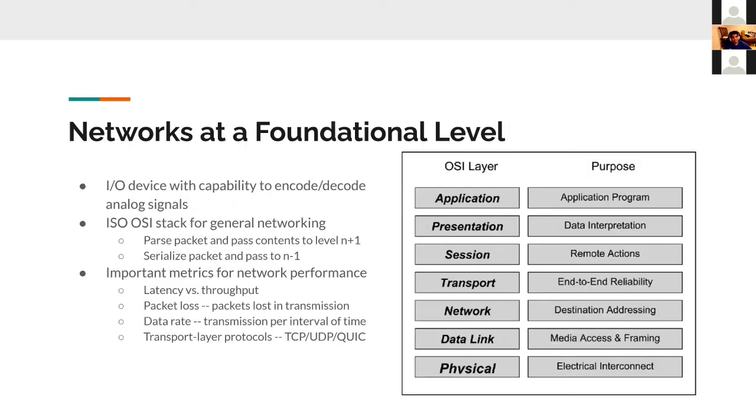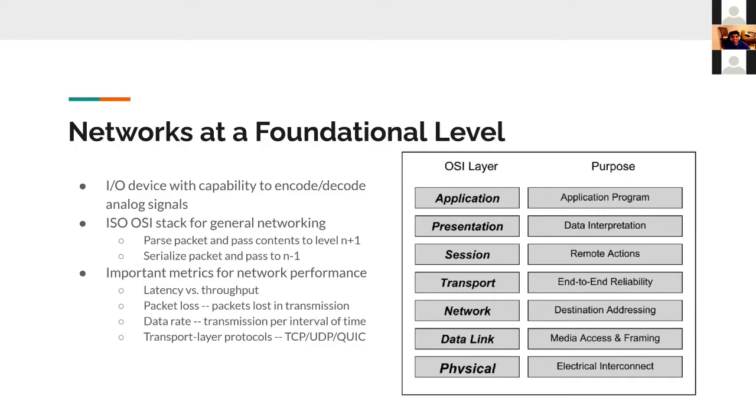So the first thing that I mentioned on that list is the network at a foundational level. Let's talk about that. A network device is basically an I/O device. Say this I/O device is enabled in this laptop that lets me have this video conference over Zoom and talk to you guys right now.